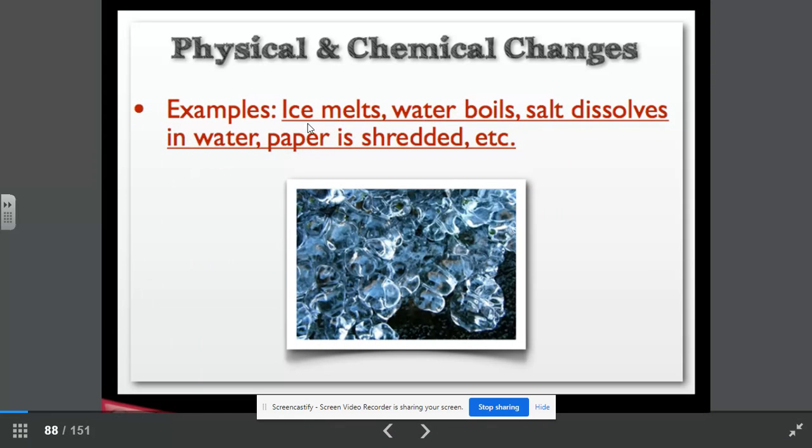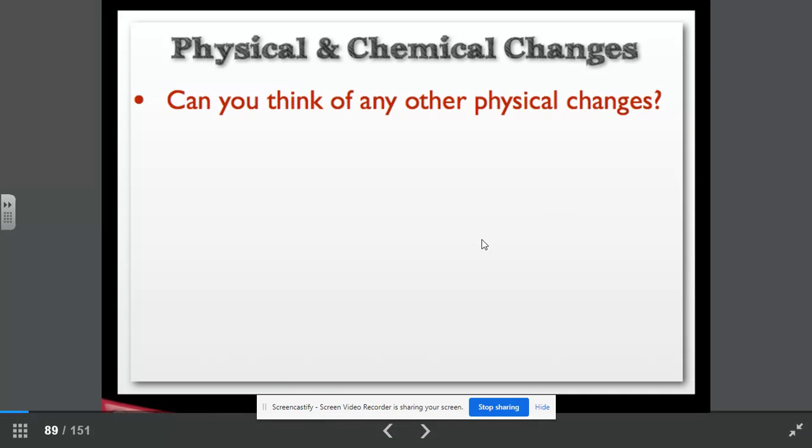Here are some examples: ice melting, water boiling, salt dissolving in water, paper shredded. These are all examples of what kind of change? If you said physical, you were correct. Can you think of any other physical changes?